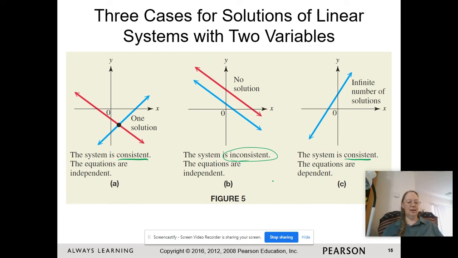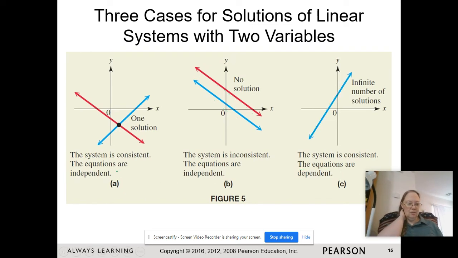All right, next, dependent and independent. It's easier to see where the exception occurs. Right here, when you have the exact same line, when one equation is a multiple of the other, we say that one equation depends on the other. The system, the equations are dependent, okay? If it's not the same line, we would say they're independent.